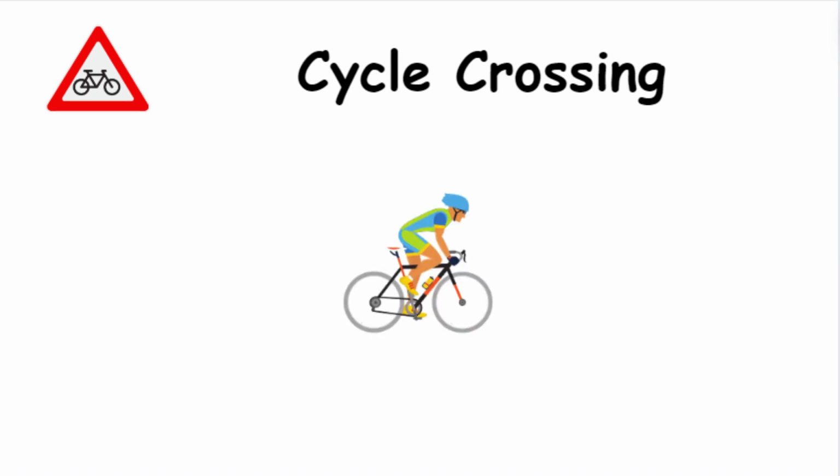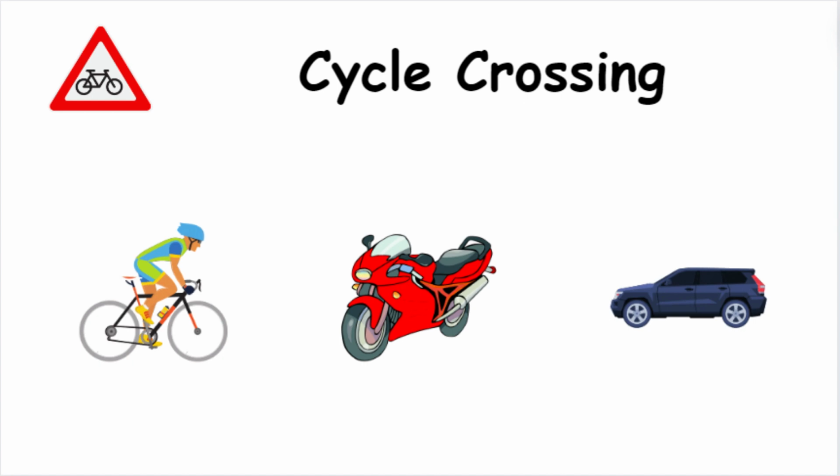The cycle crossing sign is a traffic sign used to indicate a designated crossing point for cyclists on a roadway. It typically features an image of a bicycle and may include additional markings or text to denote the presence of a crossing specifically intended for cyclists. This sign serves to alert both cyclists and motorists to the existence of a crossing where cyclists may be crossing the road. Drivers should be prepared to yield to cyclists using the crossing, while cyclists should proceed with caution and be mindful of vehicular traffic.